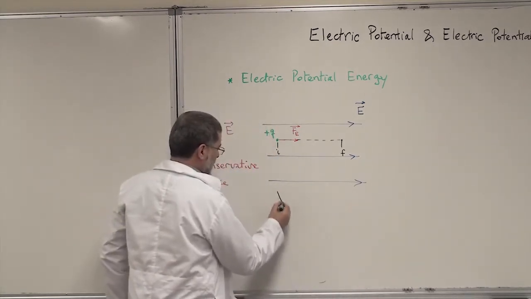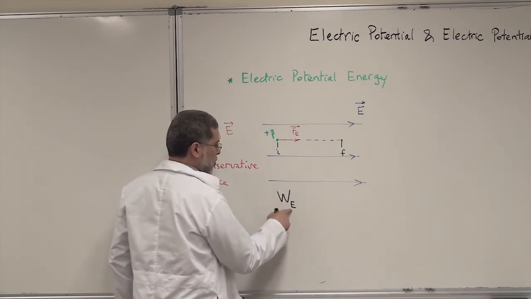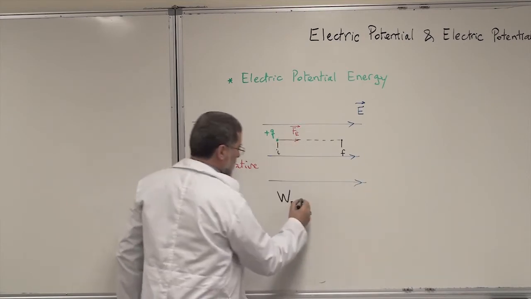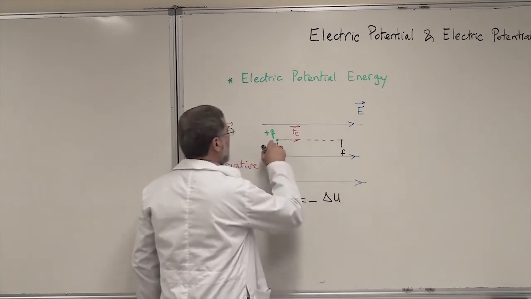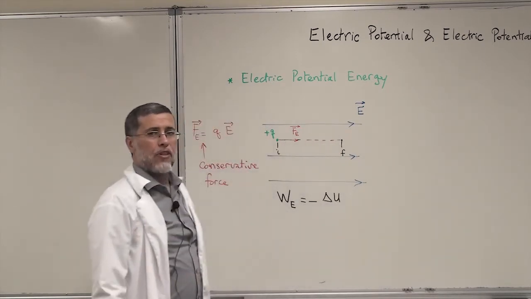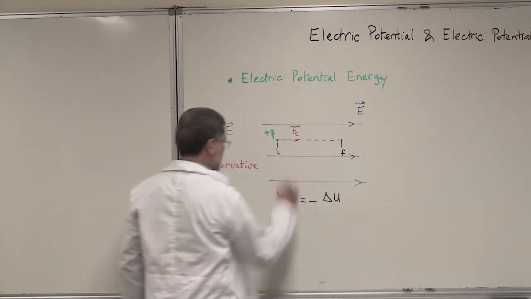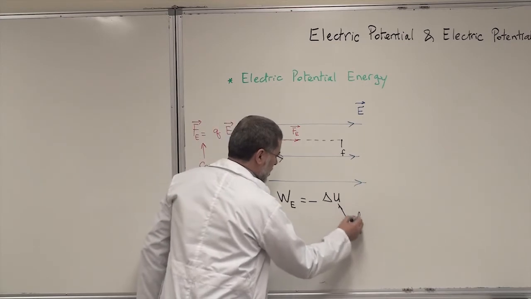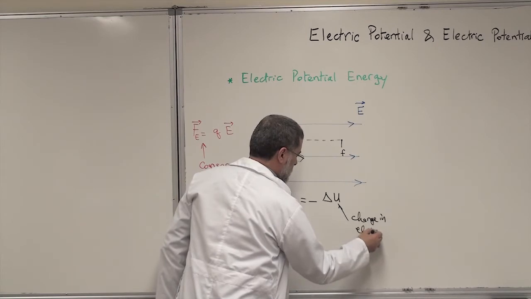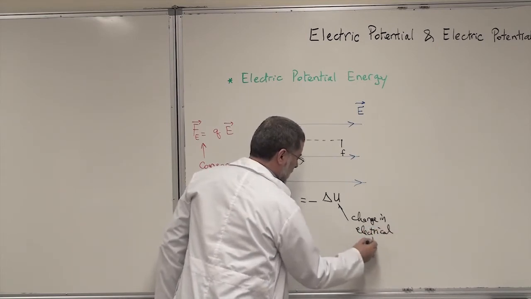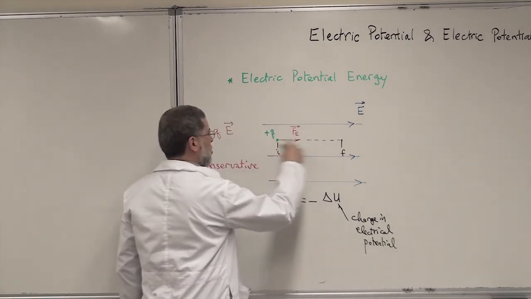So this is a conservative force, and therefore we can have the work W done by this force. I write it like this: W electric, WE. It means the work done by this force is equal to minus the change in potential energy of this charge. So there will be a change in the electrical potential energy of the charge. So this is a change in what? In electrical potential energy. That's because the charge is changing location.